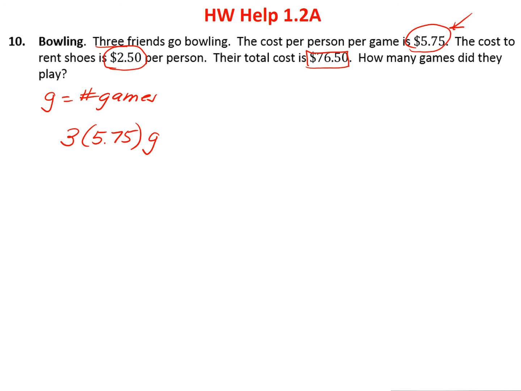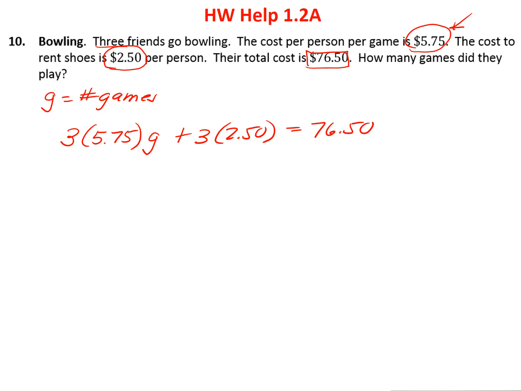Then they have to rent shoes. Well, again, there's 3 of them, so they each pay $2.50. But if you've ever been bowling, you know you don't rent the shoes per game. You just rent them per activity. So there's no g involved there. And that all added up to $76.50. So there's our equation: 3 times $5.75 times the number of games they played, plus 3 times the $2.50, and that all added up to $76.50. So let's just solve this.